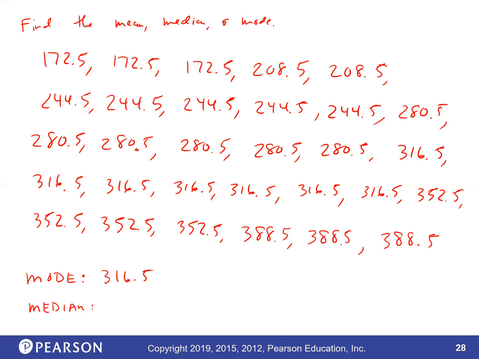So I'm gonna count off to 15. And then the next one over. So 1, 2, 3, 4, 5, 6, 7, 8, 9, 10, 11, 12, 13, 14, 15. Oh, okay. So here's my 15th one, and here's my 16th one. I get the average of this. 280.5. All right. That is so cool, right?